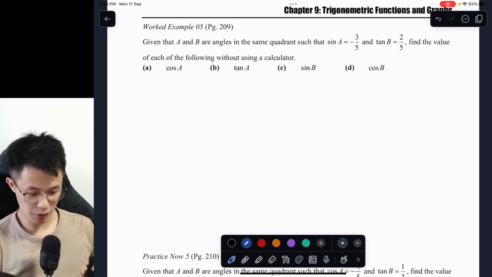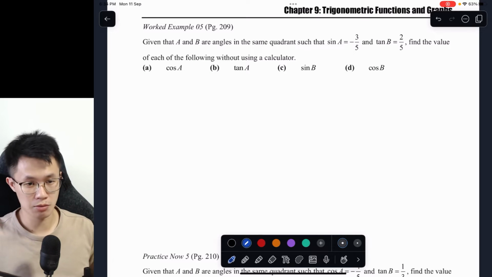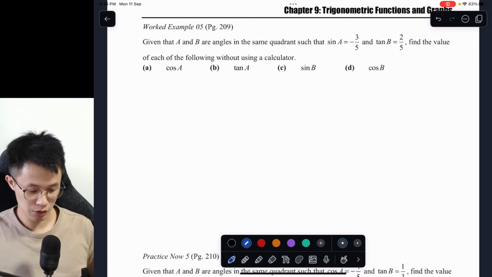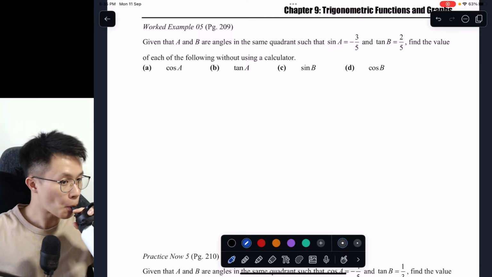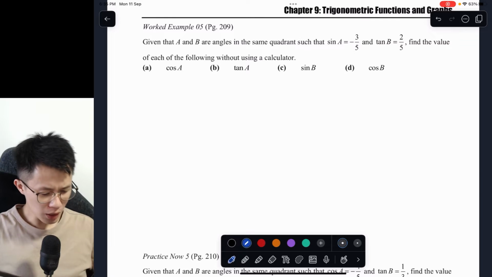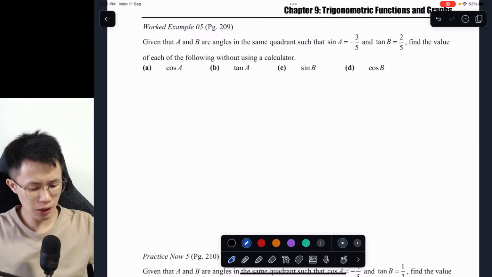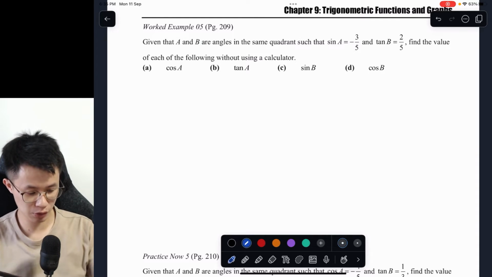Okay, so now we have a question here. I think the last part of trigonometry is really to expose you to more question structures, and we want to use this information to help us figure out questions.